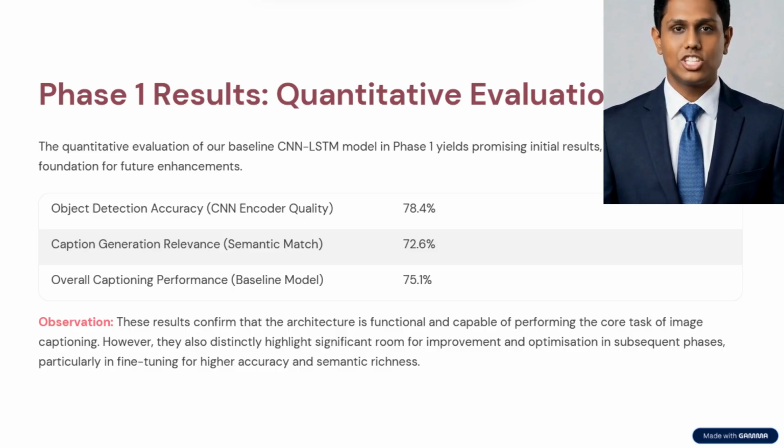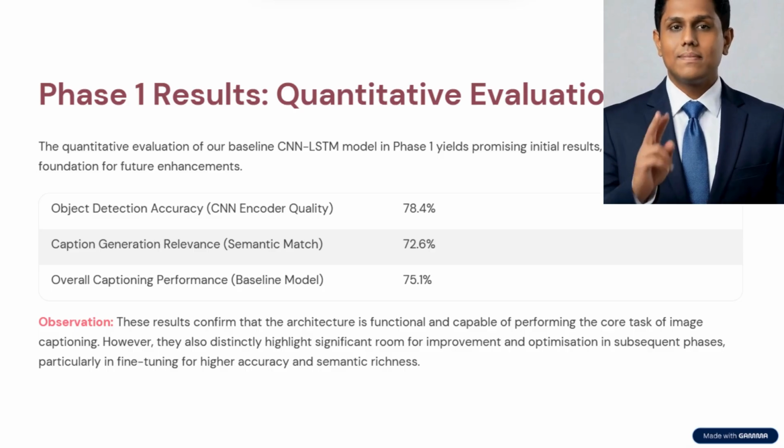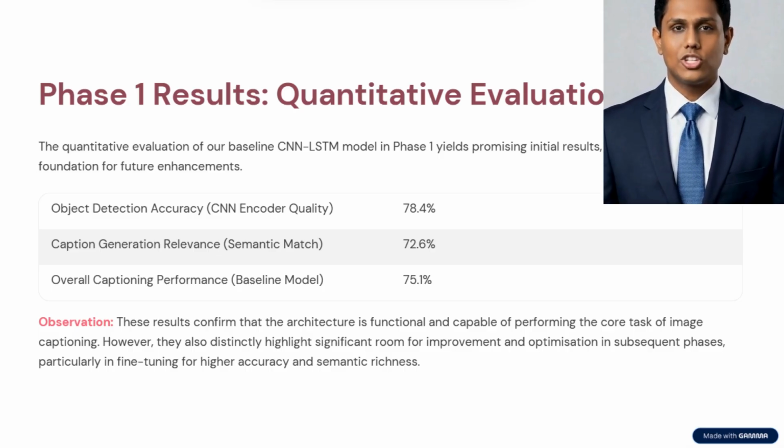The caption generation relevance was 72.6%. This measures how semantically relevant the generated words are to the image context. The overall captioning performance of our baseline CNN LSTM model was approximately 75.1%. These numbers tell us that the architecture is functional, but there is significant room for improvement.